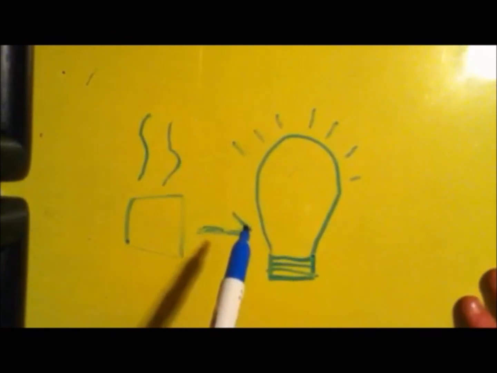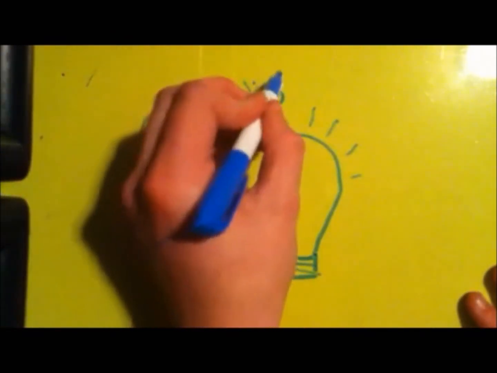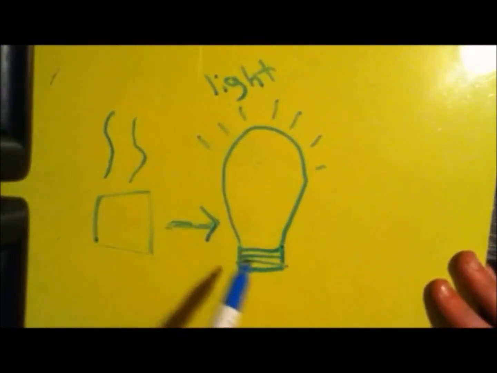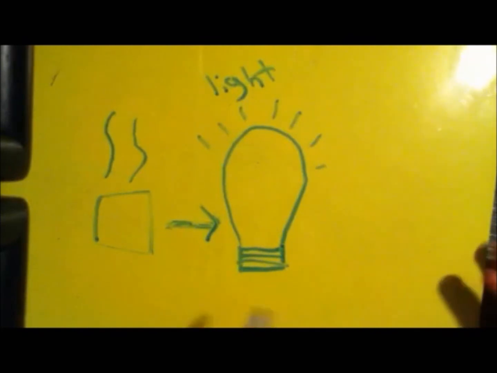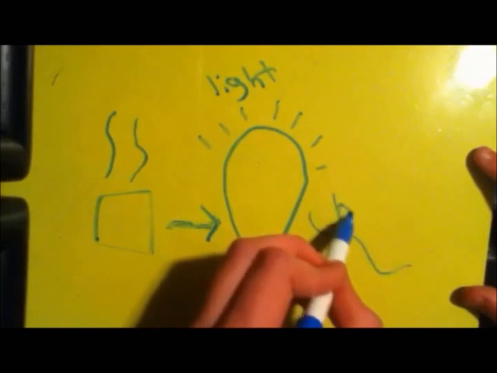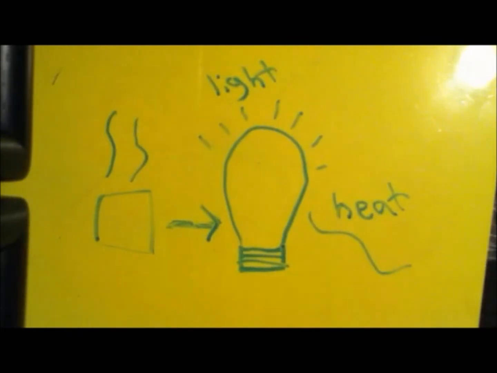Then the light bulb changes that electrical energy into light energy. Then, in the process of making the light energy, light bulbs also get really hot. They also produce a lot of heat energy. So, energy can change forms, but it can never be destroyed or created.